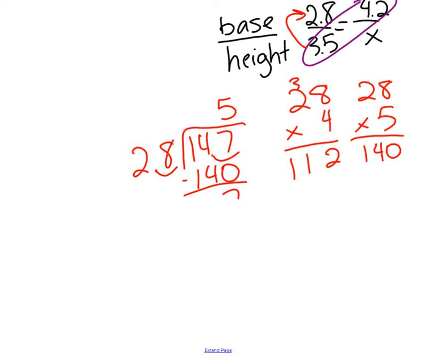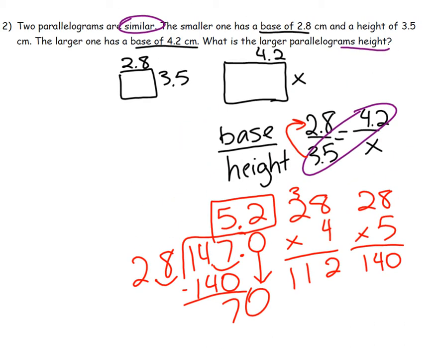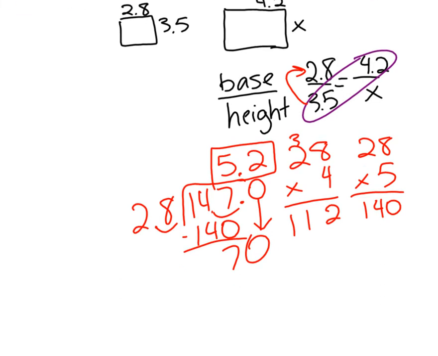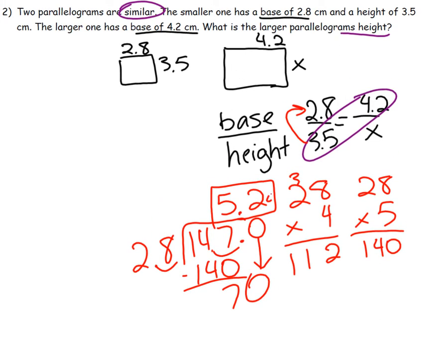We subtract, we get 7 left over. Add a decimal and a 0. 28 will go into 70 about 2 times. And since everything else is to 1 decimal place, can we leave that as 1 decimal place? Yes. So we can say our answer is 5.2 centimeters. Since it's just a side length, that's only in 1 dimension, so it's just centimeters.